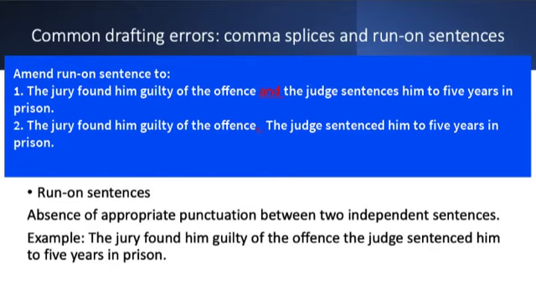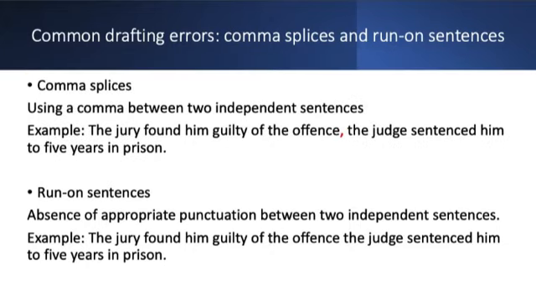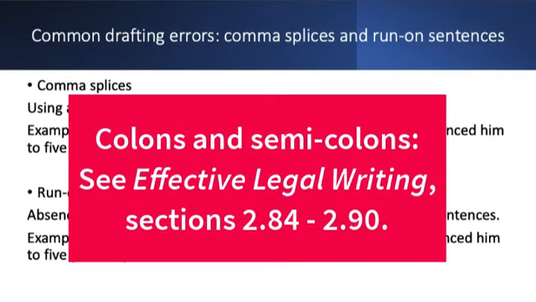Or alternatively, there needs to be an appropriate conjunction joining these two independent sentences together. Also related to this topic are colons and semicolons. Again, these can often be misplaced throughout documents, and they can be quite problematic in the interpretation of a document. So make sure you check out the reading sections 2.84 to 2.90 for colons and semicolons, and also have a look at the study guide on this as well.